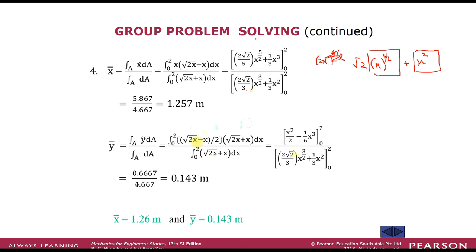So this will be the FBD when we find the reactions. At this location of the centroid, which is 1.226 meters, 1.143 meters, we have the weight positioned here. If you want to find the reactions at A and B, we just apply the equations of equilibrium, where we try to eliminate the two unknowns first.